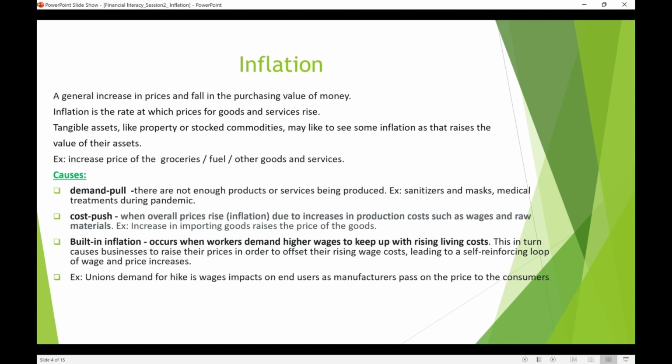Built-in inflation occurs when wages or manufacturing costs go up. For example, if there is a union trade strike and an increase in wages, the manufacturer increases the wages because the workers demand it. When wages are increased, the cost is automatically added to the product and sold at a higher rate, so end consumers buy at the high price. That also causes inflation.